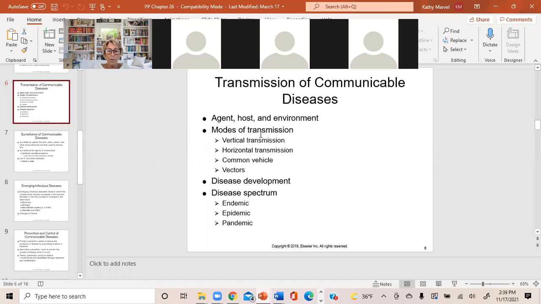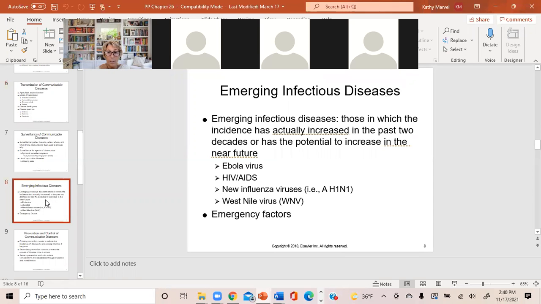Right? What are some modes of transmission? Okay. We'll go through that in the book. Is it vertical, horizontal, common, or vector? What's a disease development? What's the spectrum? Is it endemic, epidemic, pandemic? I read something today that they think they might be able to take COVID and turn it from a pandemic into an endemic by the end of 2022. So I read today.